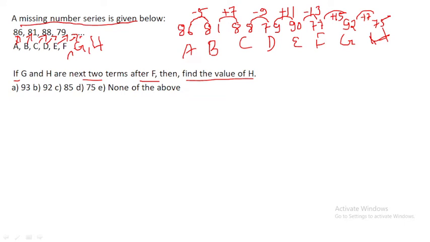So the value of E is 90, the value of F is 77, the value of G is 92, and the value of H is 75. What they have asked us is to find the value of H. So the value of H is 75, which is available in option D, so that is our correct answer.